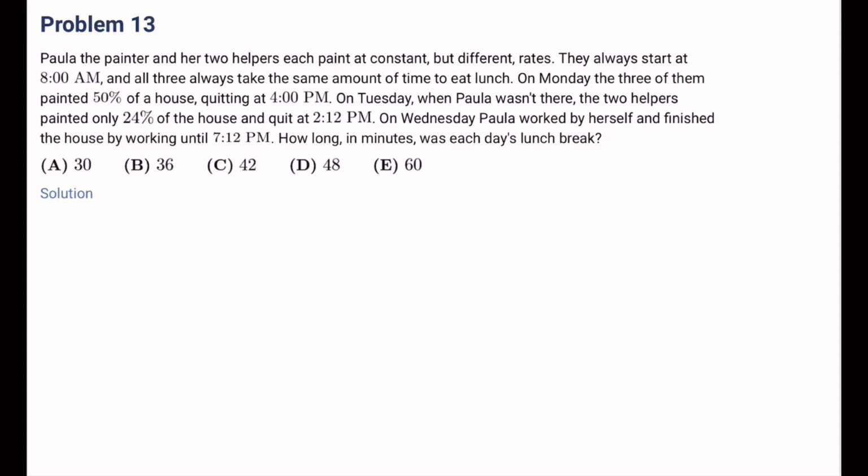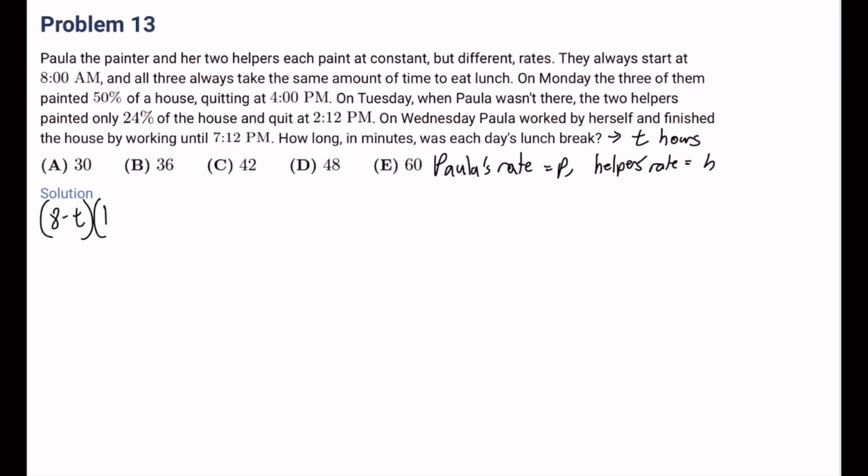Okay, so let's say that each day's lunch break was T hours. And let's say that Paula's rate of working is P, and the helper's rate is H. And so if we set that up, then on Monday, they quit at 4 p.m. and they started at 8 a.m. So they worked 8 hours. So 8 hours minus the lunch break. So that's (8 minus T) hours times (P plus H), because they both did it together. This is 50%. So let's say that's just 50.